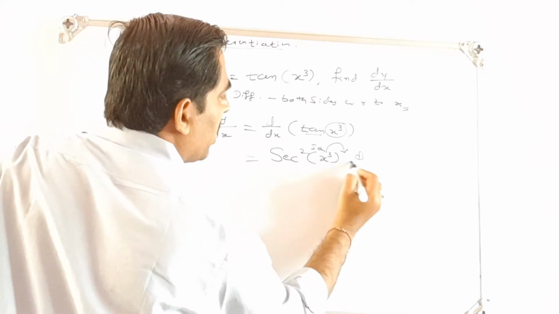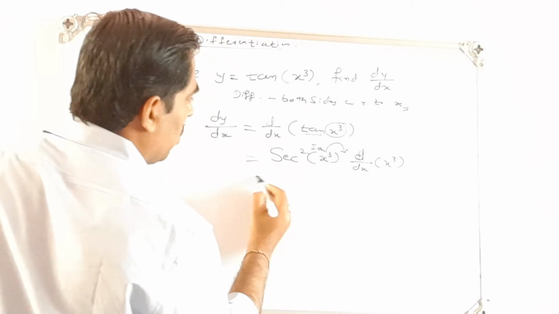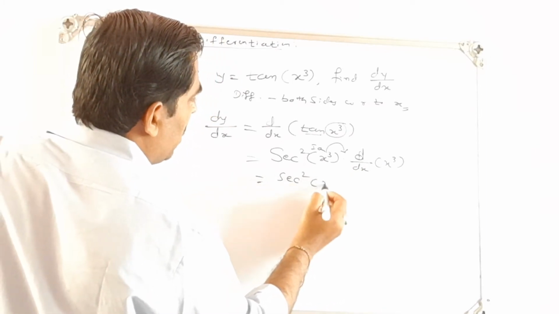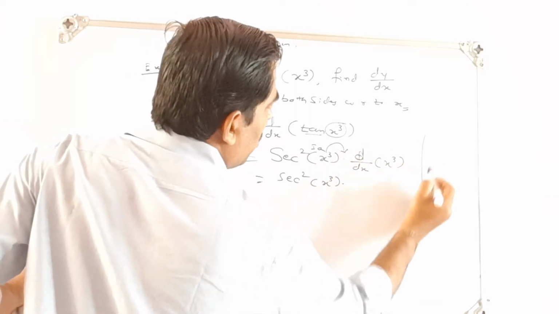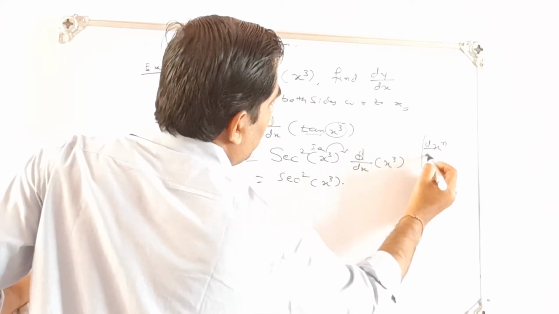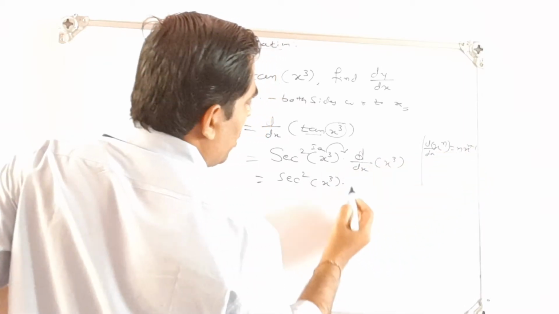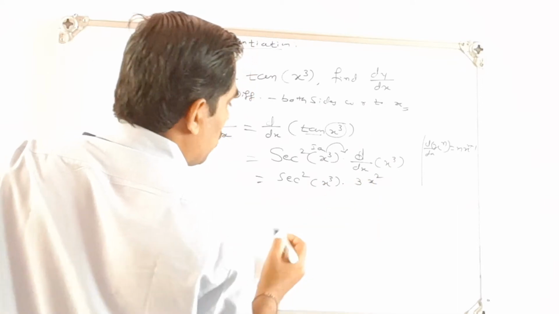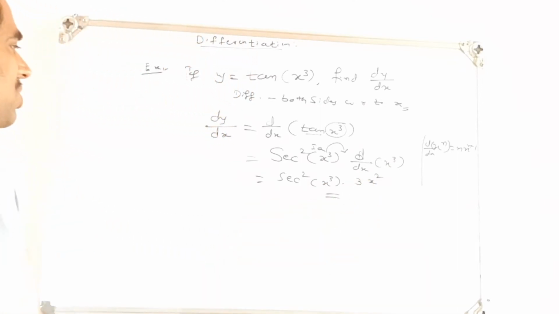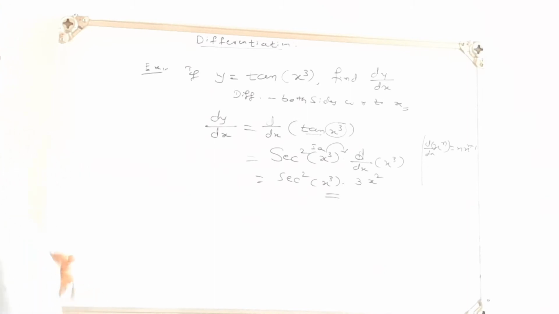After practicing some problems you can write it directly. The derivative of x cube is a chain rule step here: secant square x cube into the derivative of x cube. By the power rule, the derivative of x to the power n is n into x to the power n minus 1. So the derivative of x cube is 3 into x to the power 3 minus 1, that is x squared. So the answer is 3x square into secant square of x cube.